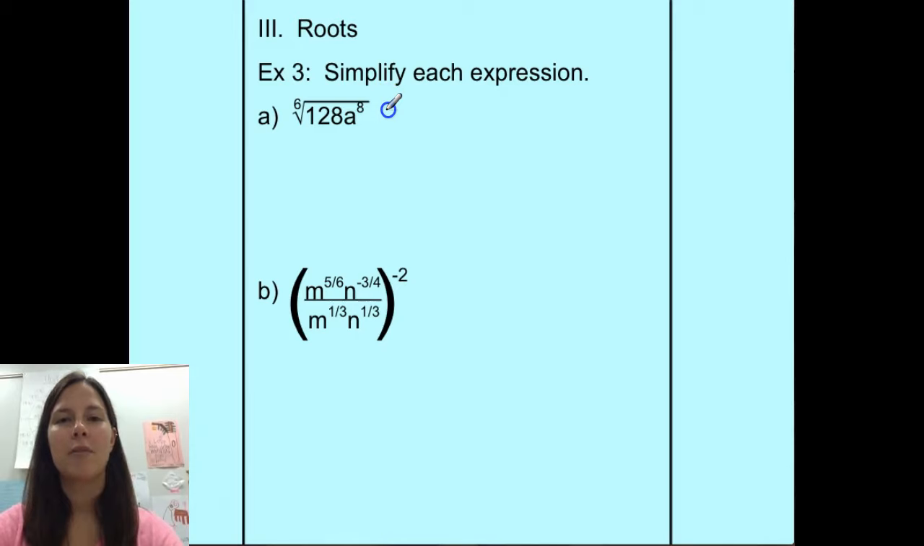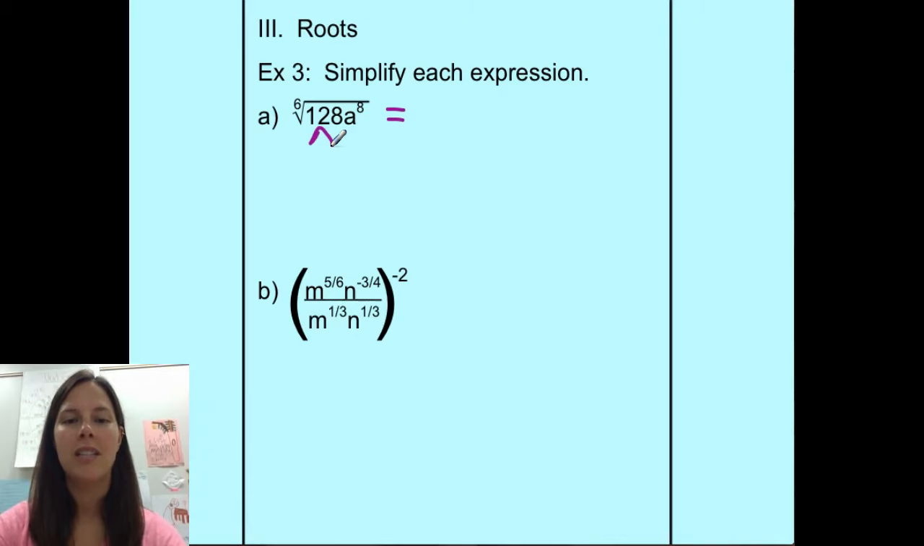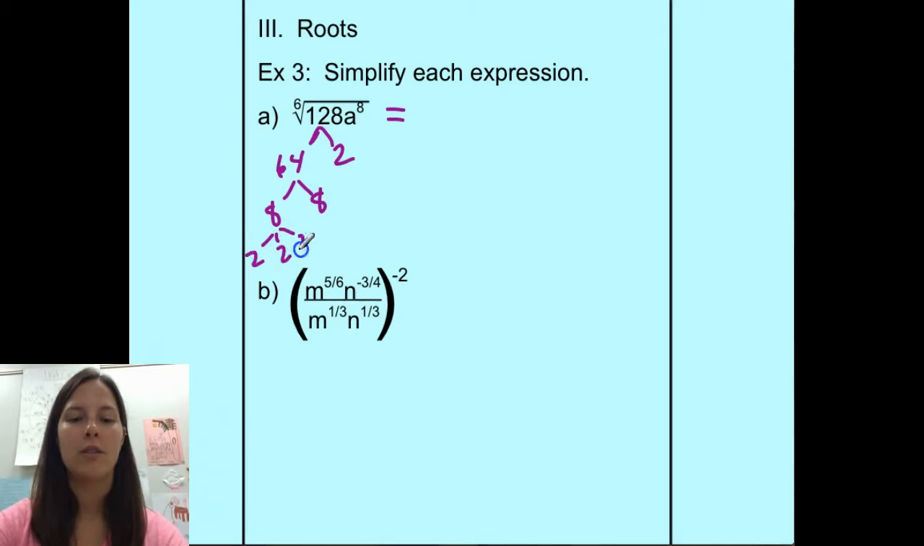We're going to take a look at simplifying roots again, and now that we know that roots are equal to rational exponents, it will help us get these in simplest form. Starting off with a factor tree for 128 to see if we have any perfect sixth roots of 128. I know 128 is 64 times 2. 64 is 8 times 8, and 8 is 2 times 2 times 2. Which gives us a perfect sixth right here. We have 2 to the 6th power.